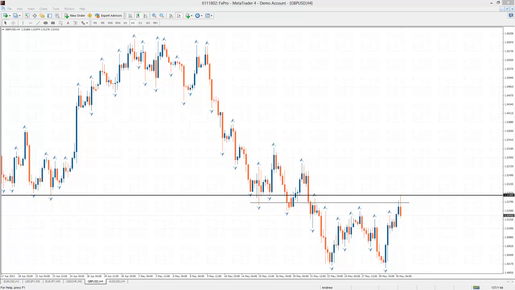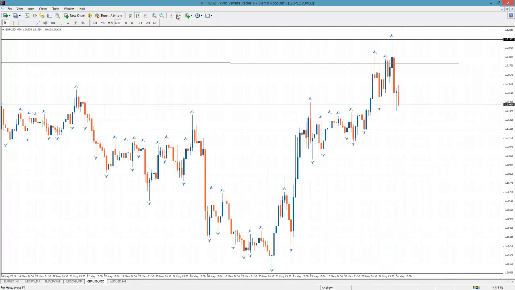Now looking at the pound US dollars, the 4-hour chart, price has rallied up into an area of resistance, this grey line marked off right here. You see we've rejected off resistance and we're starting to move down. If we move to the 30-minute chart here, you can see the market direction is down.